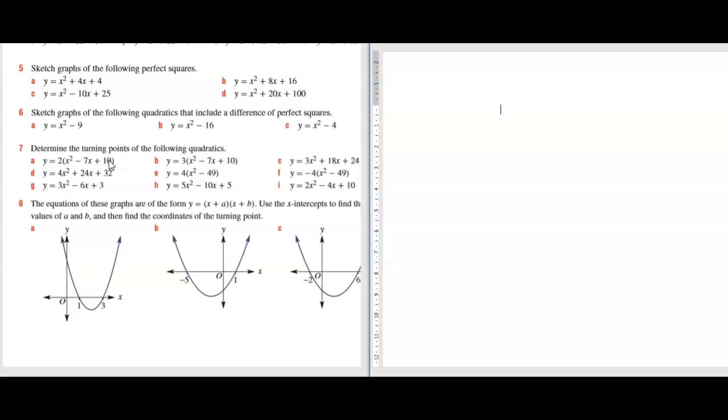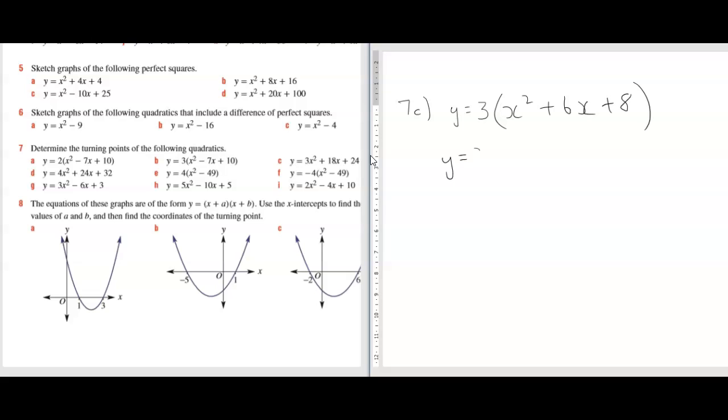Okay, so A and B I'm going to skip and let's do C. So I'll show you one, in case you don't understand what I mean by taking out a common factor. So we look at the coefficients, so 3, 18, and then the constant 24. So 3 is a common factor, so we take out 3 as a common factor and we're left with x squared plus 6x plus 8.